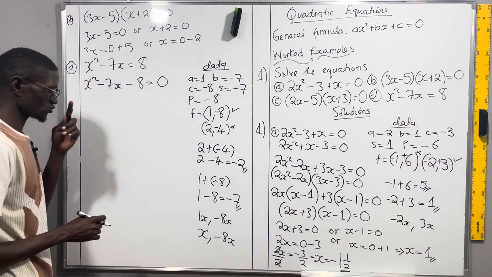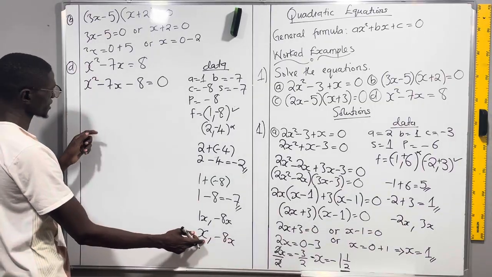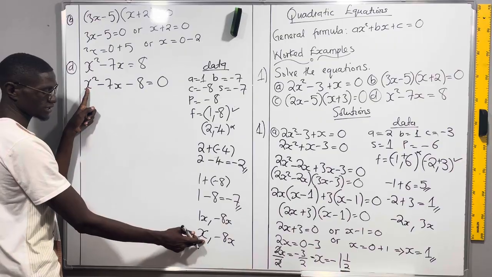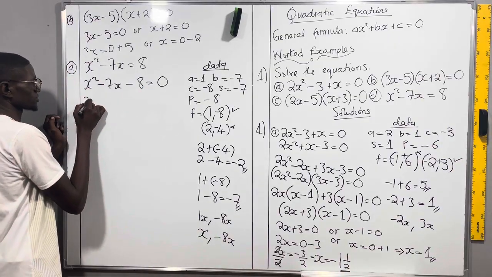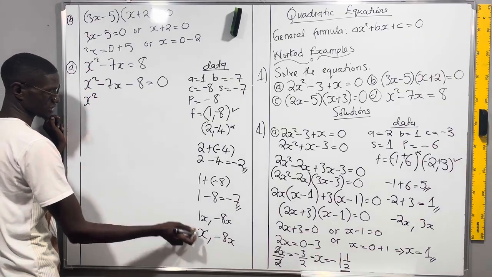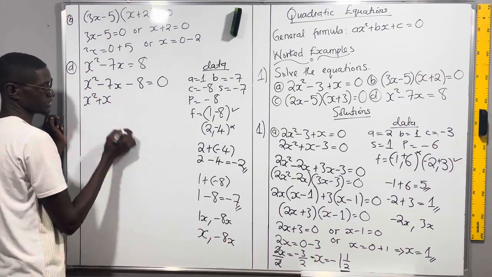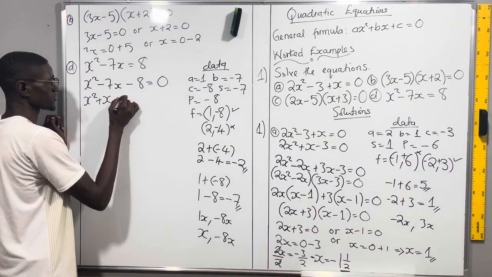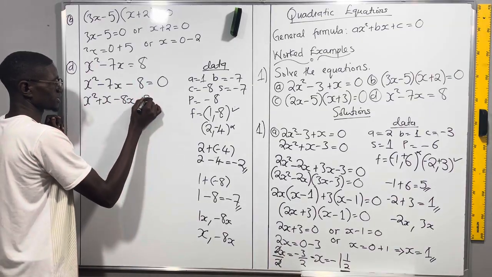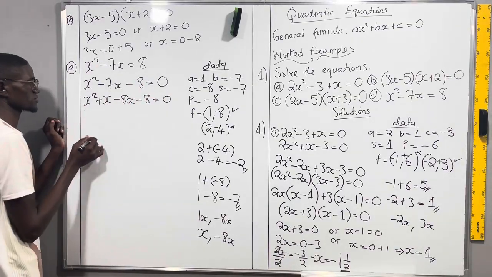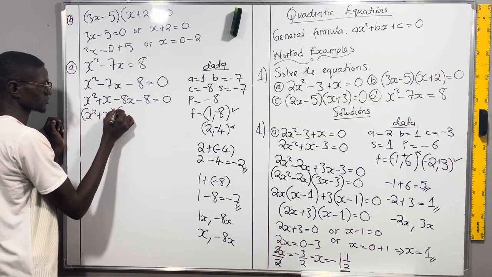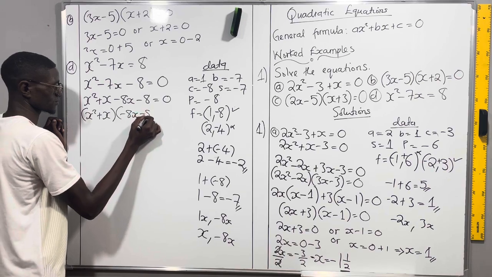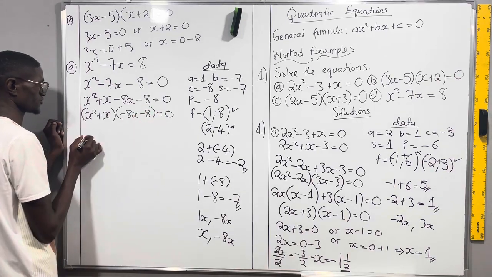So now these are the values we've been looking for. We can now plug them into our question. So you can see that the x can best be paired with the x squared, the negative 8x with the negative 8 here. So we're going to say x squared, the x is positive, plus x, then we have the negative 8x, then we bring down the negative 8, we equate it to 0, and then we put them in brackets. And then we factorize this bracket.